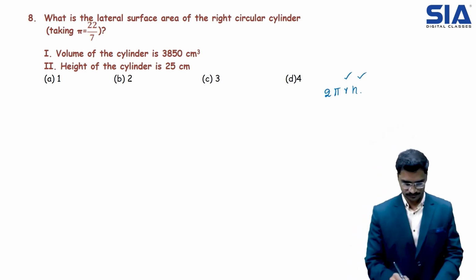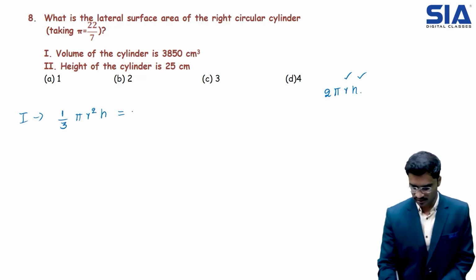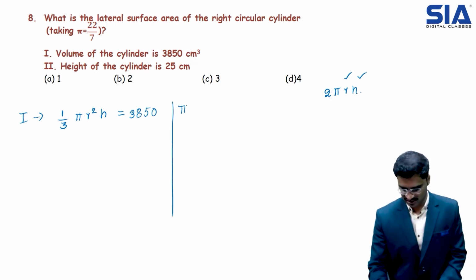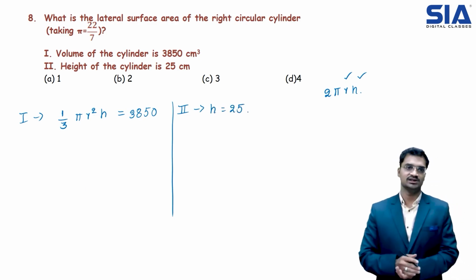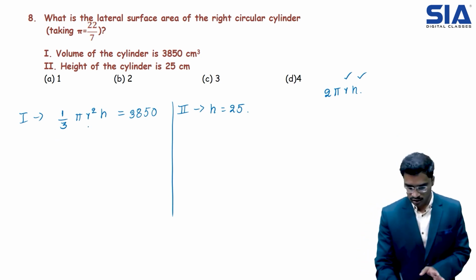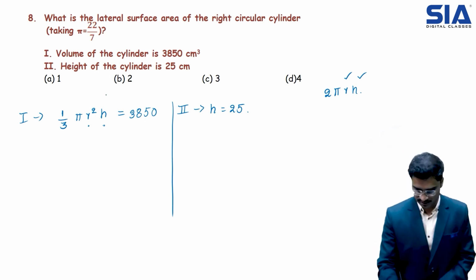So let us see. The first statement says that volume of a cylinder, 1 by 3 pi r square h, is equal to 3850. And the second statement says that the height of the cylinder h is given as 25. So in the first statement, I do not know the values of r and h. So here there are two variables.